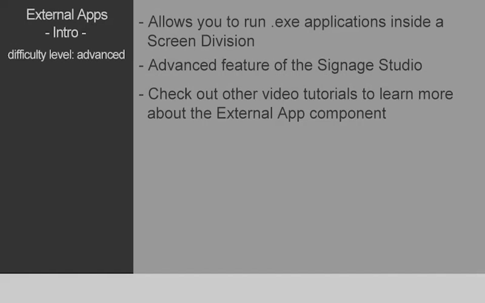In this video tutorial, we'll talk about the external application component. The external application component allows you to run a particular exe, a particular binary application inside a screen division. So if you want to run Firefox or a point of sale or even a VLC media player inside a screen division, the external application component will allow you to do that.